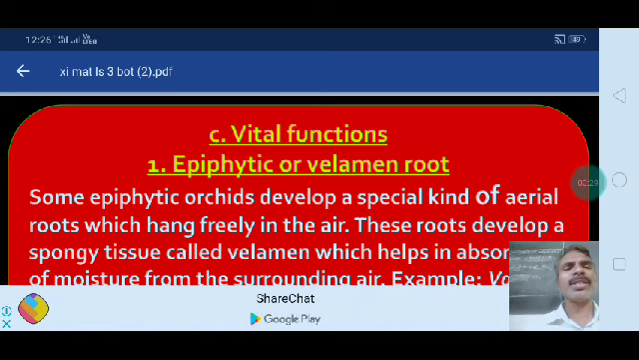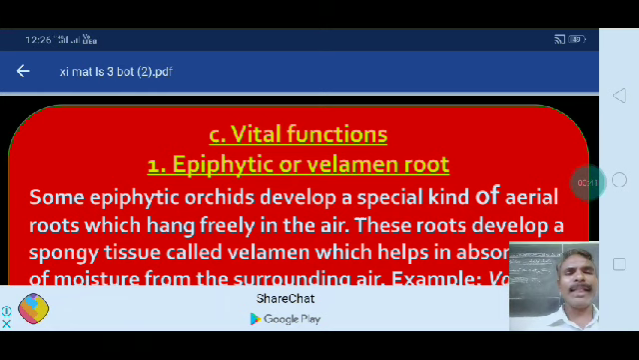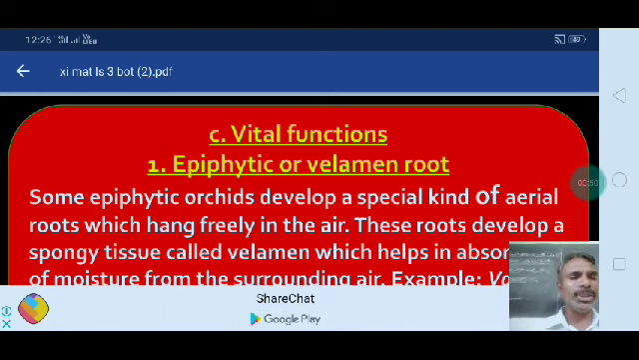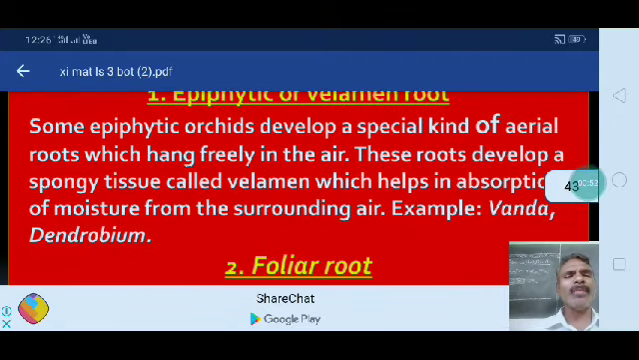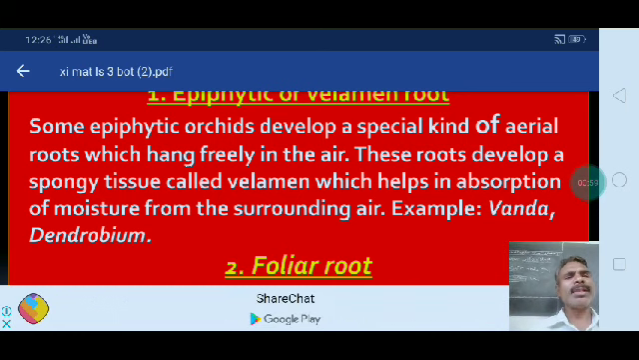There are additional functions here. Some epiphytic orchids, epiphytic means it will float on another plant, develop a special kind of aerial roots which hang freely in the air. These roots develop a spongy tissue called velamen. You can underline that word, velamen tissue, which helps in absorption of moisture from the surrounding air. Example, Vanda, Dendrobium. This type of root system is nothing but the epiphytic or velamen root system.